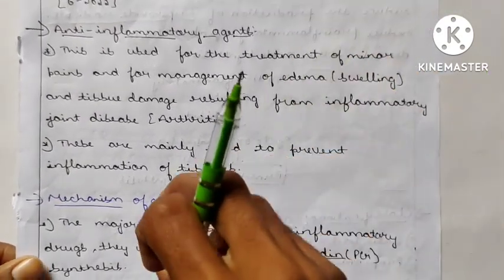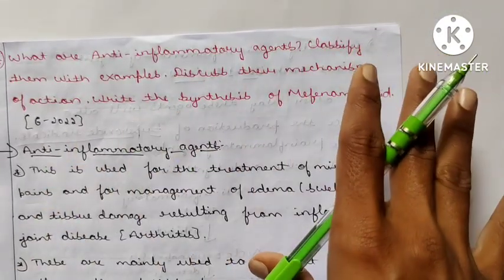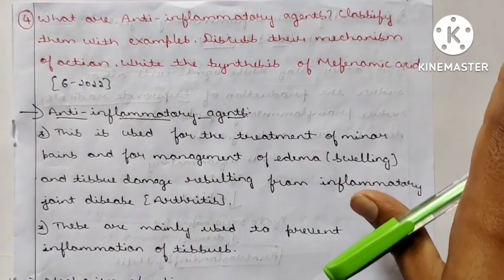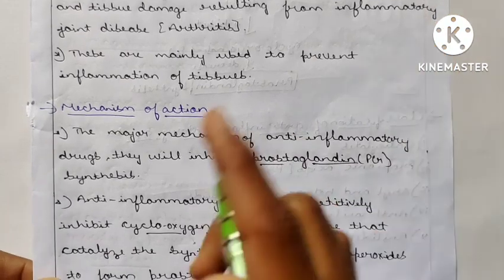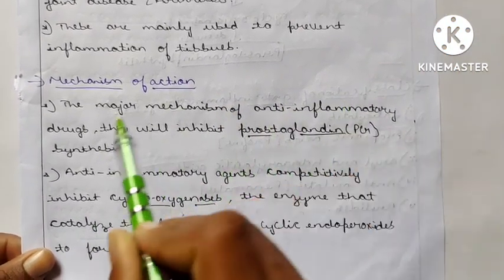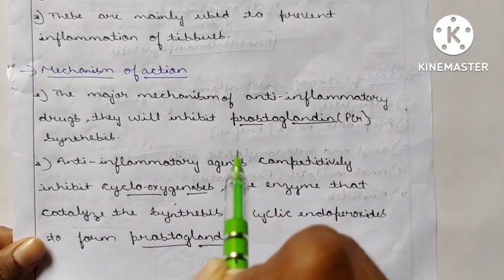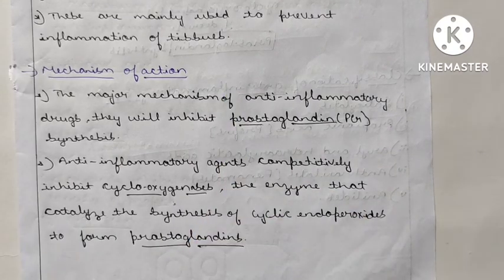Then here, mechanism of action. For all anti-inflammatory agents, there is the same mechanism of action. If you write the same mechanism of action, you will get good marks here. The major mechanism of anti-inflammatory drugs is to inhibit prostaglandin synthesis. Very important point here.